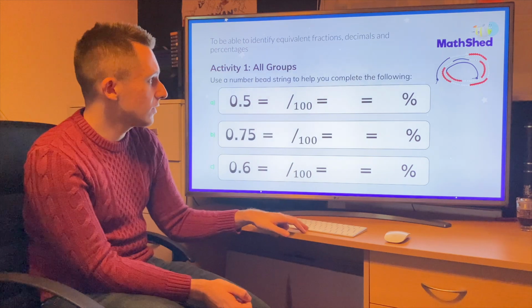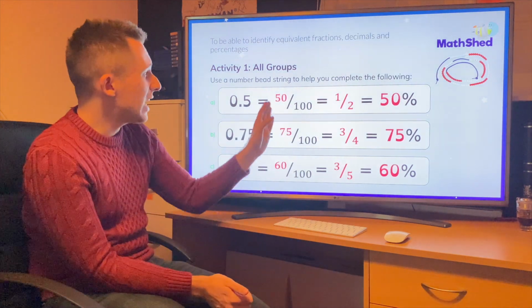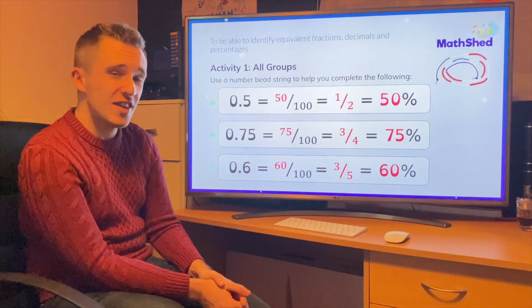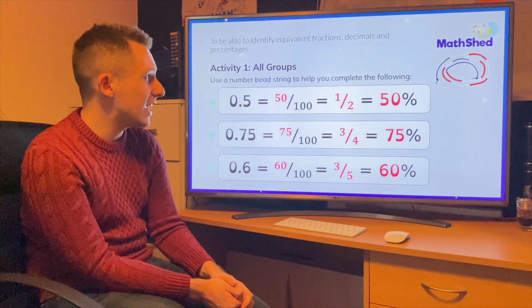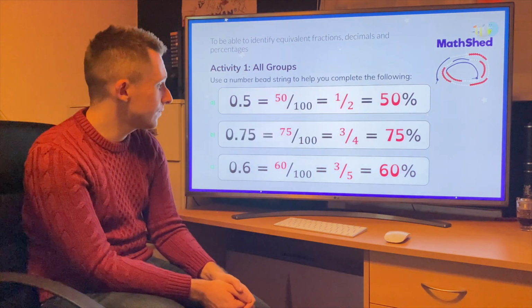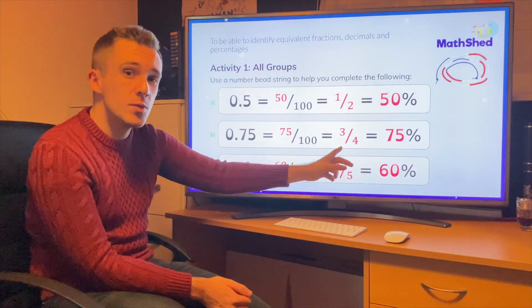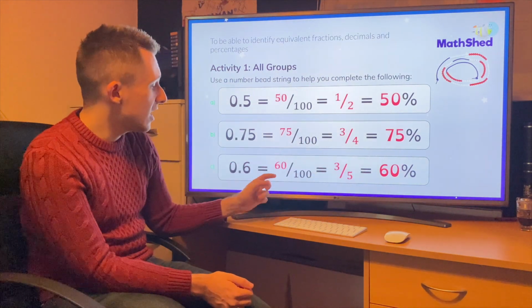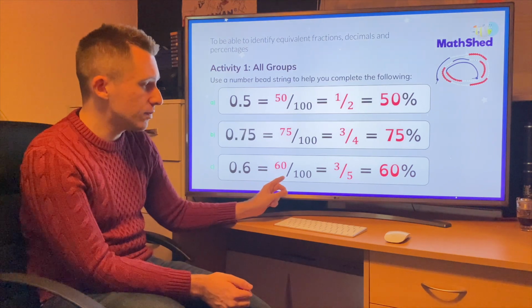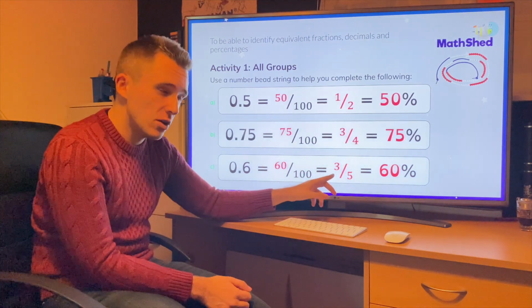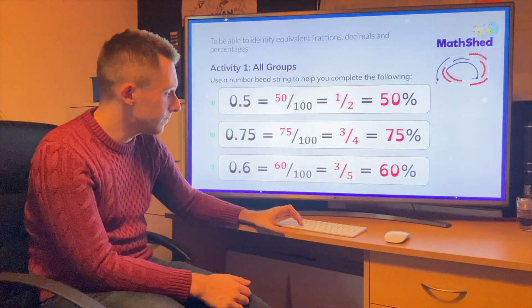Okay. Here we are then. We have 50 over 100, which is the same as a half, and that gives us 50%. 75 over 100 is the same as 3/4, which gives us 75%. And 60 over 100 is the same as 3/5, which gives us 60%.